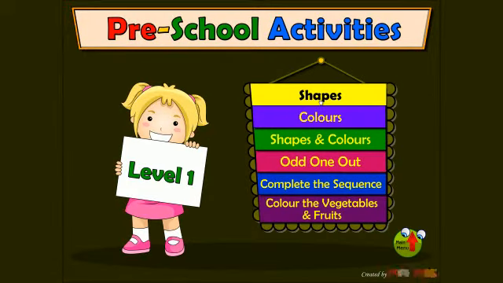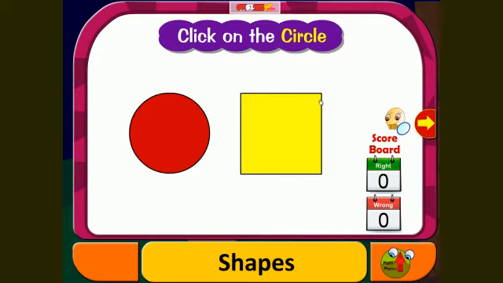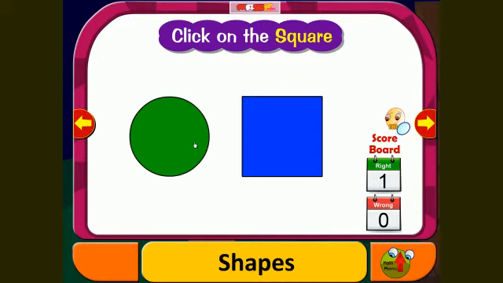Shapes. Click on the circle. Correct, it is a circle. Click on the square. No, it is a circle.